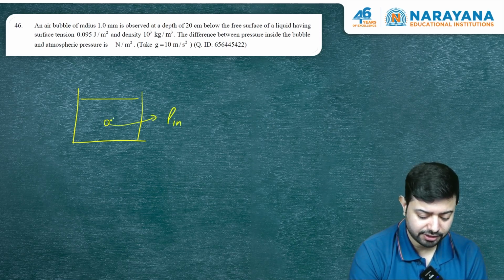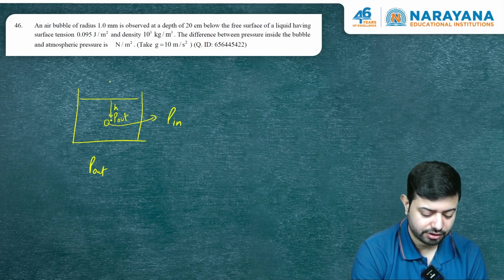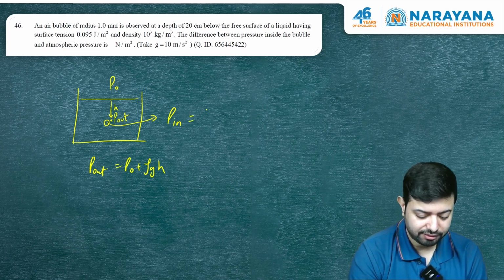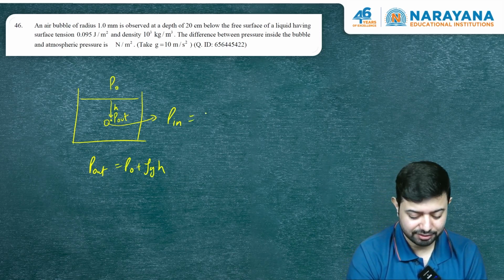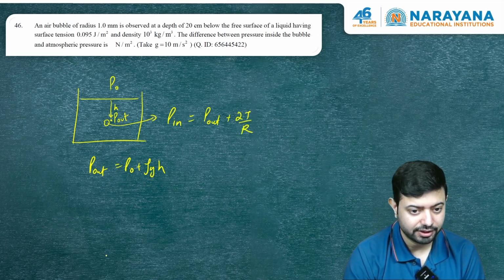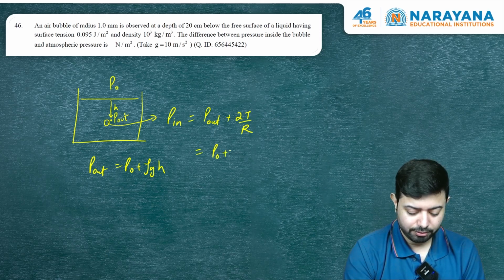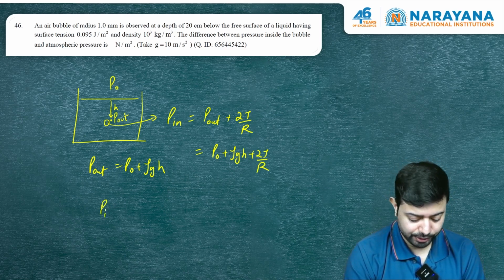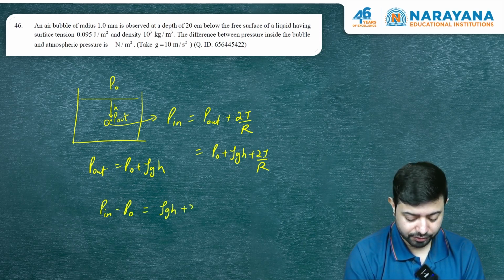Whatever the pressure at this position is, let us say, P out. And what is P out, by the way? It is at a depth of some h, outside is P naught. So, I will write down P naught plus rho g h. Then what is P inside? As per excess pressure concept, P inside is P out plus 2 T by R. And therefore, this will become P naught plus rho g h plus 2 T by R. Now, they are asking the difference between inside pressure and atmospheric pressure. So, P in minus P naught, which is rho g h plus 2 T by R.